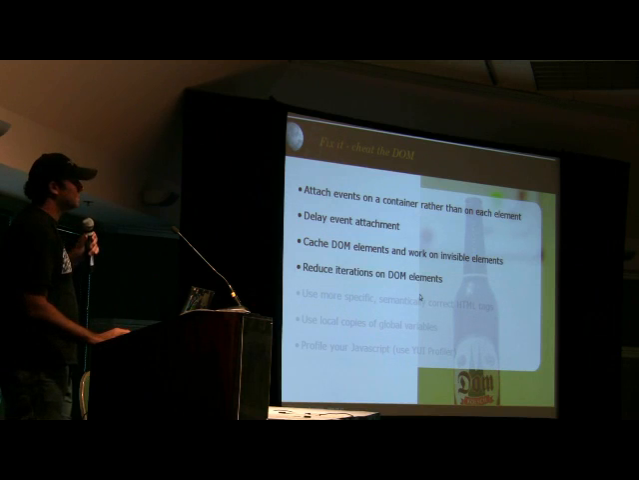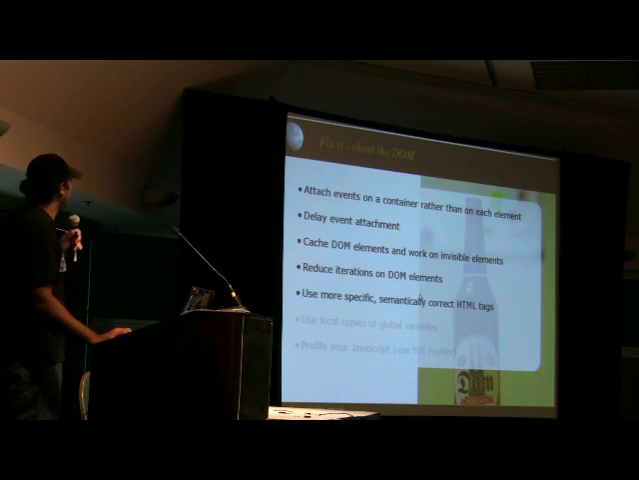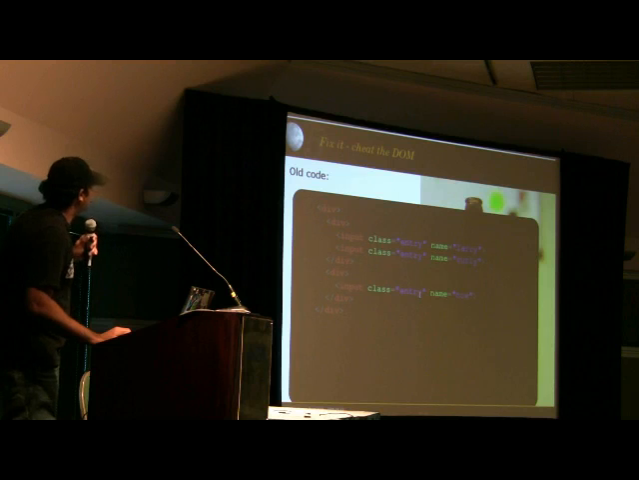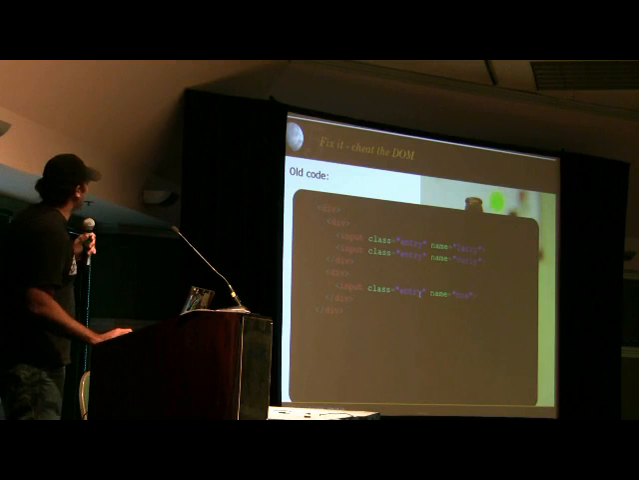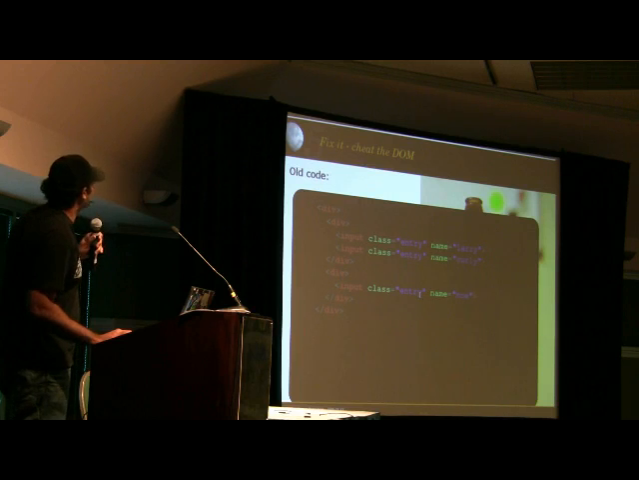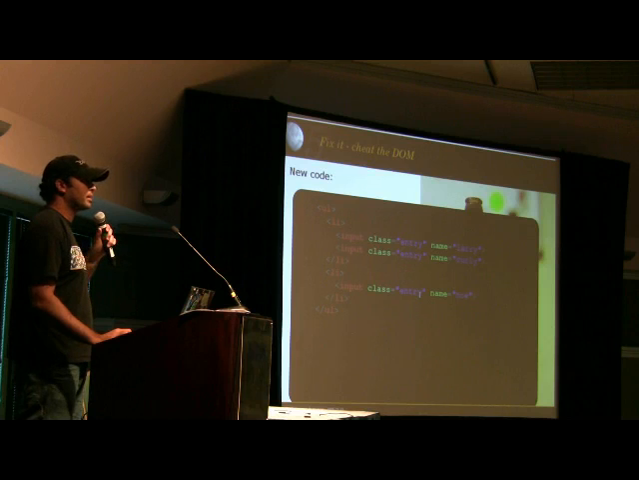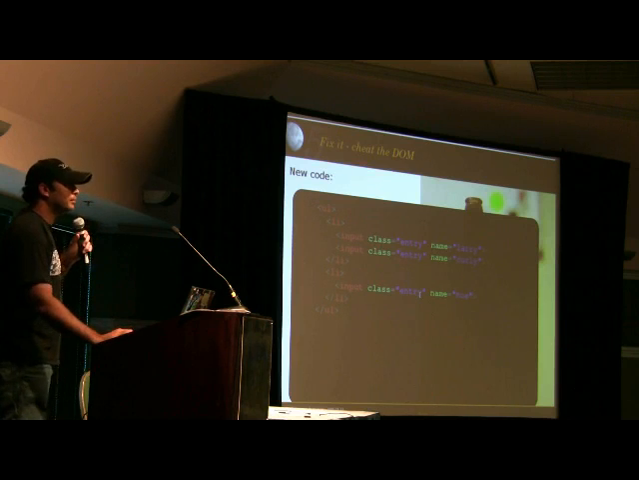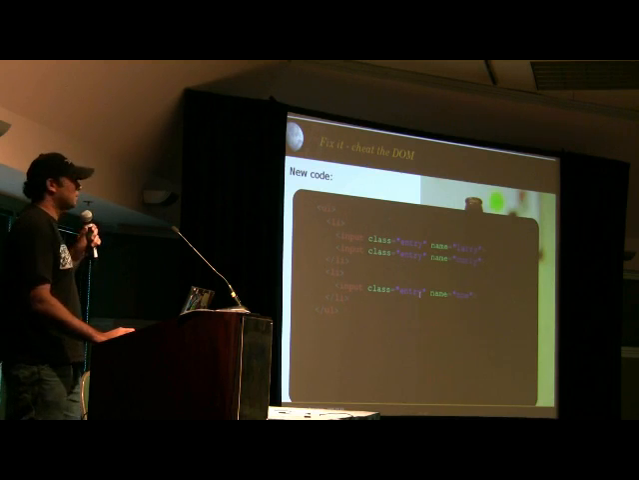Reduce iterations on DOM elements. They're really slow, so try to reduce the number of elements in an iteration and the number of times you iterate. Use more specific, semantically correct HTML tags. So an example is a nested structure like this, which has div, div, input, input, div, div. I change that to something like that. It means if I do a getElementsByTagName div on this, it returns 1, 2, 3 divs. If I do getElementsByTagName ul and then iterate through children, that just gets me one element and then 2 children that I need to iterate on. So this is a simple case, but more complex cases will get you much more benefit.